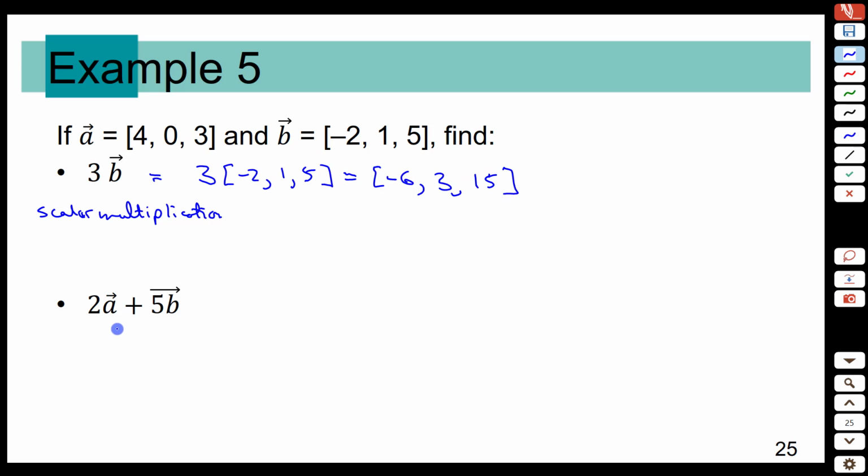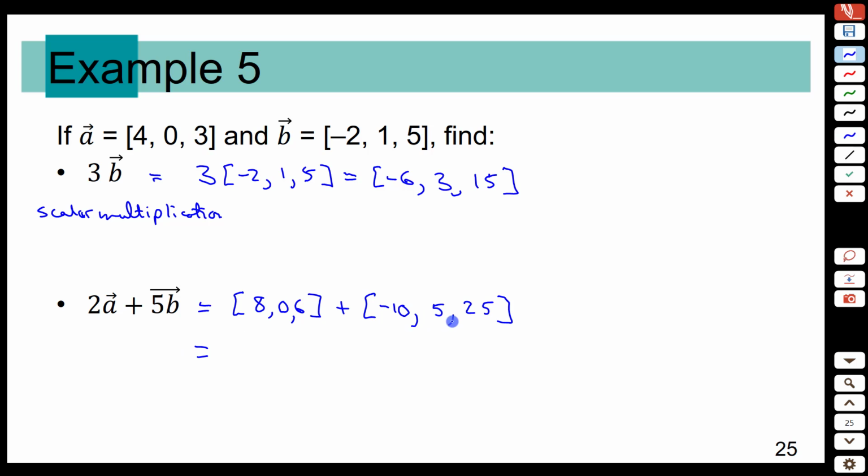And last but not least, we can combine scalar multiplication with addition as well. We just do it piece by piece as we would with any other kind of calculation like this. 2A is going to be twice the A vector, so that would be 8, 0, 6. 5B, being careful here, would be 5 times -2, -10. 5 times 1 is 5. 5 times 5 is 25.